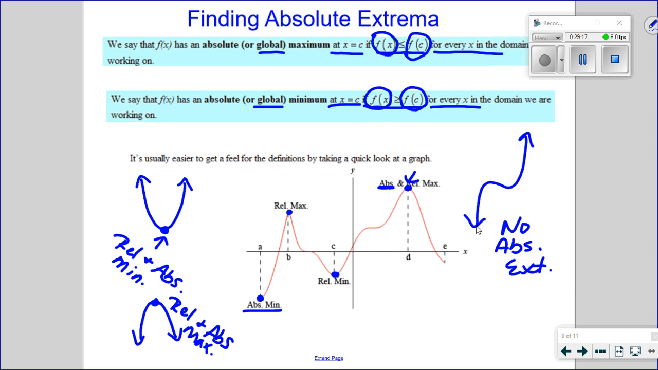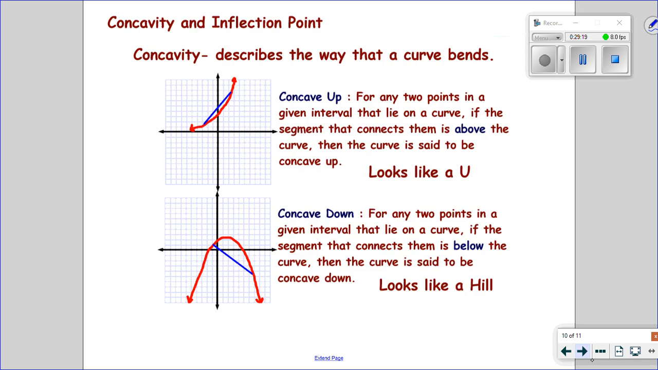Okay, one last thing we have to talk about, and that is concavity. Again, concavity is just another way to describe the shape of the graph, and concavity describes the way that a curve bends. So if the function is linear, we would not describe linear functions as having concavity or being concave up or concave down. This is really specific to graphs that are curved.